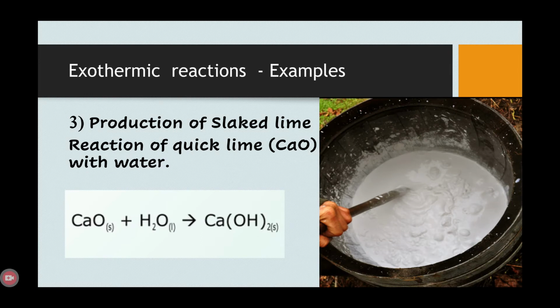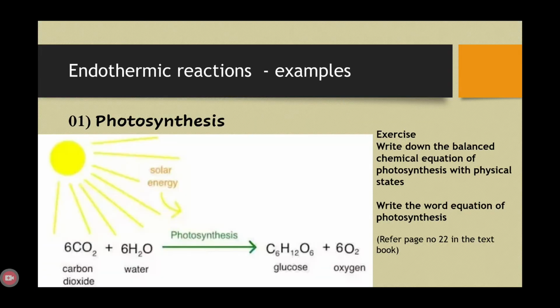Another example, production of slaked lime, the reaction of quick lime with water. When we are producing slaked lime, we react quick lime with water. So it is an exothermic reaction. Temperature rises during this reaction.